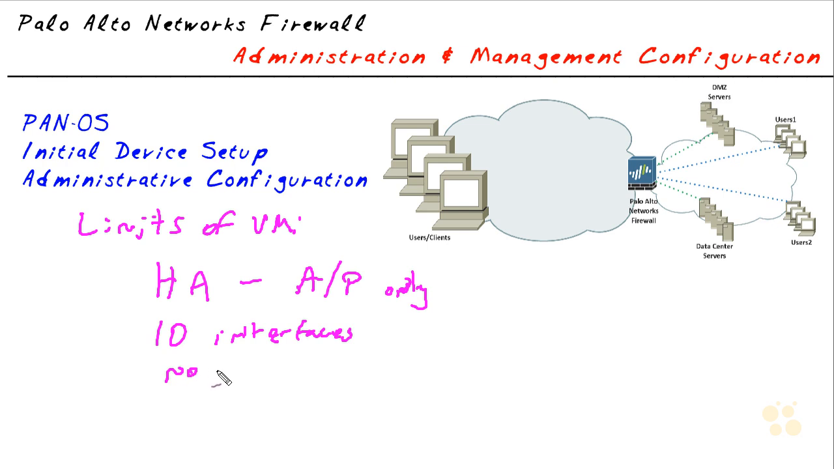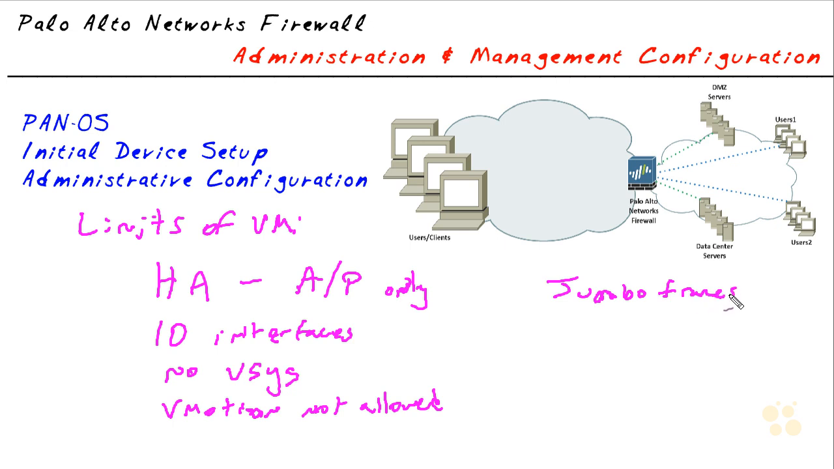There is no vSys. So basically, if you want virtual systems, deploy a separate VM for each one, kind of redundant otherwise. vMotion also is going to be a problem on your VMware stuff. So vMotion is not allowed. So a little bit of restriction in there. Let's see what else. We also have jumbo frames are not supported. So I'll say equal no on there.